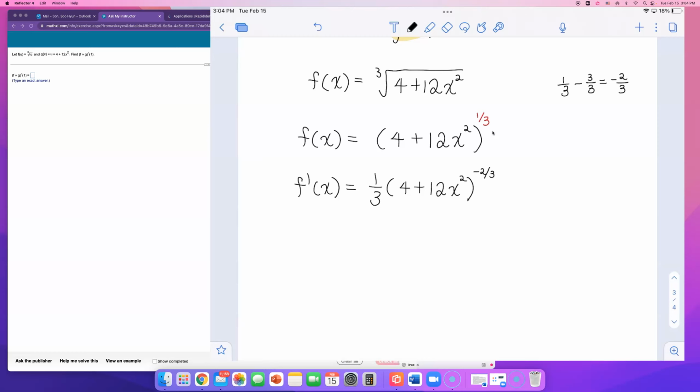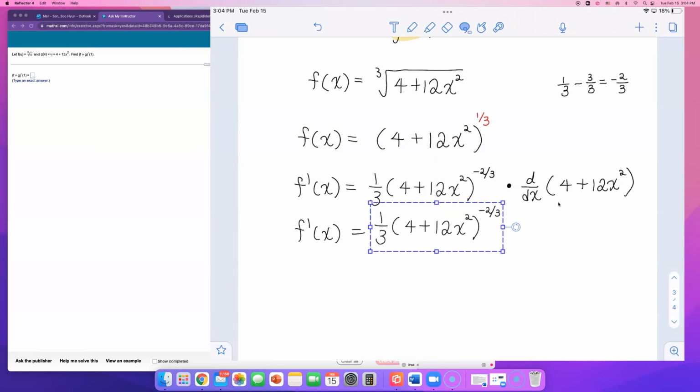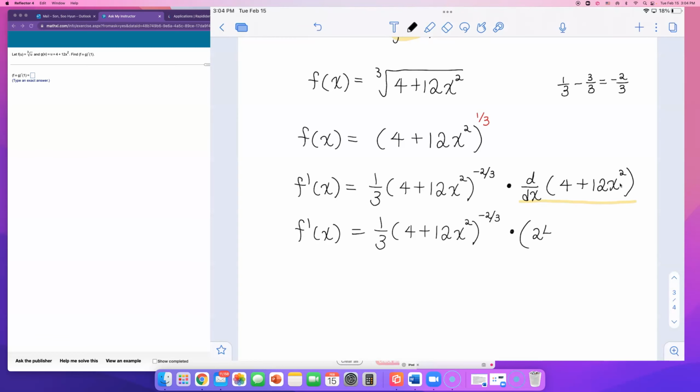If you stop there, then you don't remember the chain rule. We gotta multiply this by the derivative of the inside part, okay? That's the chain rule. So if we now simplify this, the first thing will stay the same. Okay, hold on, let me just duplicate this. But now let me attack this. What's that going to give us? The derivative of 4 is 0. The derivative of 12x squared will give us 24x.